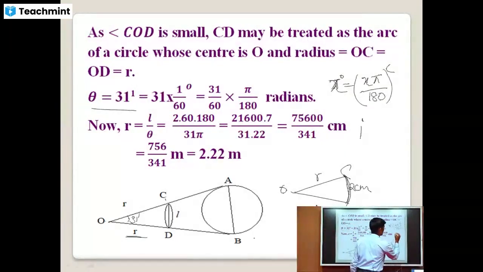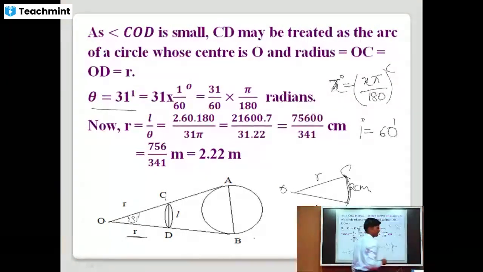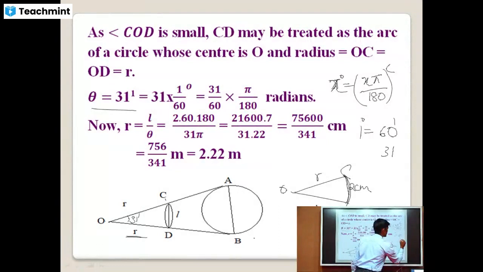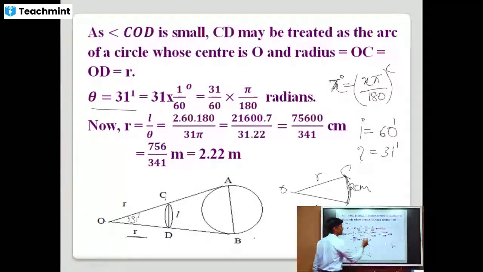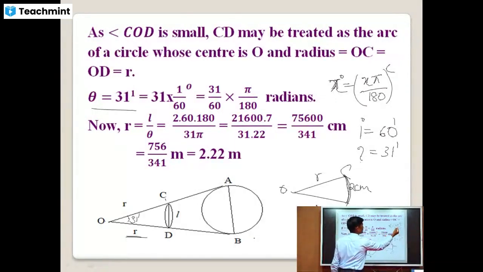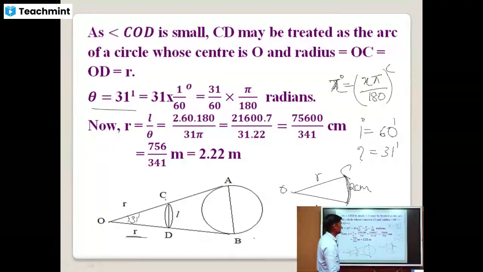You know, 1 degree is equal to 60 minutes. Therefore 31 minutes is equal to 31 into 1 divided by 60 degree. Convert this degree into radians: that is 31 by 60 into pi divided by 180 radians. Now we can substitute the value of pi as 22 by 7.